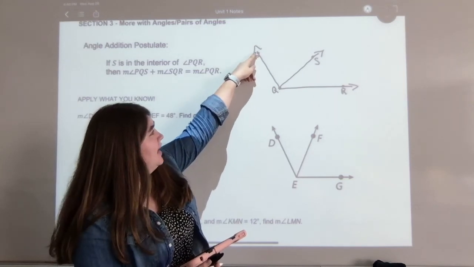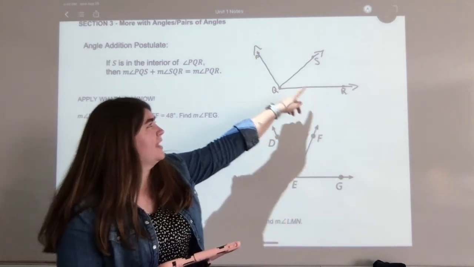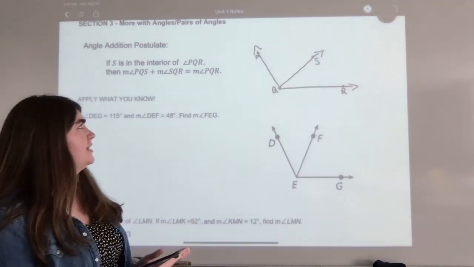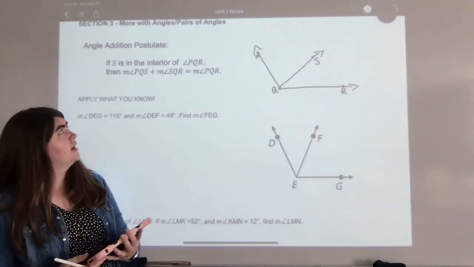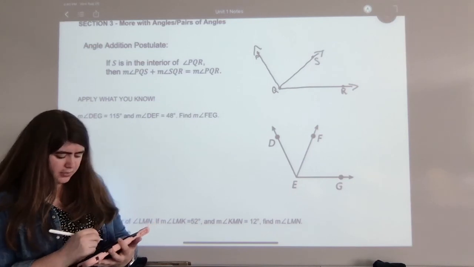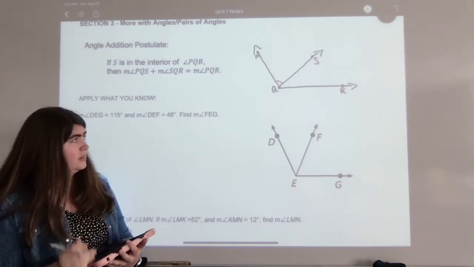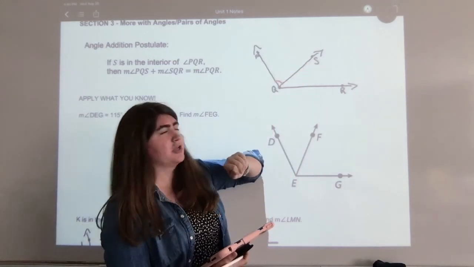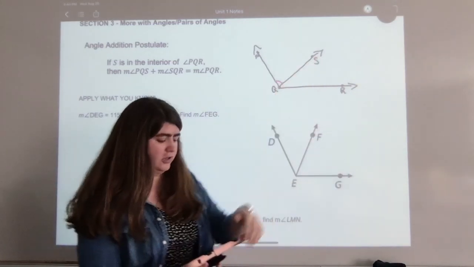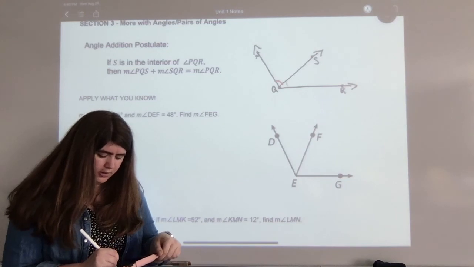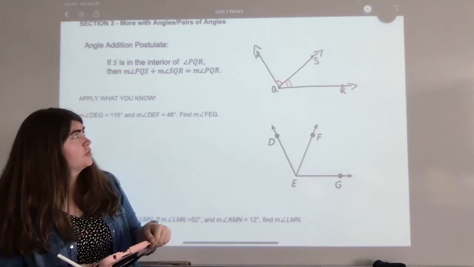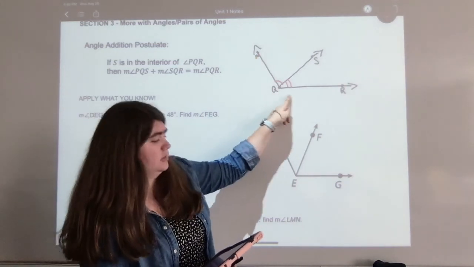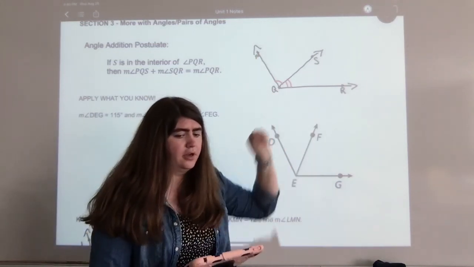So we have this angle PQR with S somewhere in the middle of it. So they're saying that if I take the measurement of angle PQS, which is this angle here, and I add it to the measure of angle SQR, which we'll mark there, if I add those two angles together, that gives me this full angle, PQR. Alright.